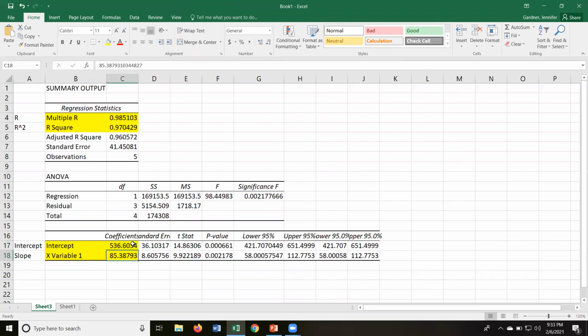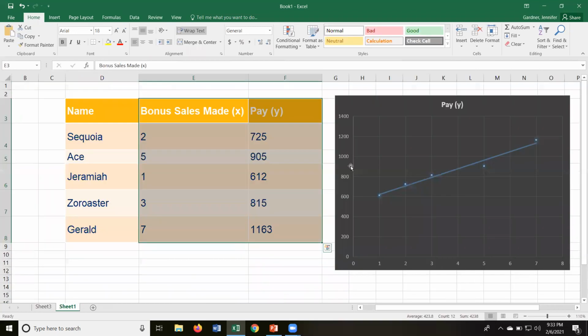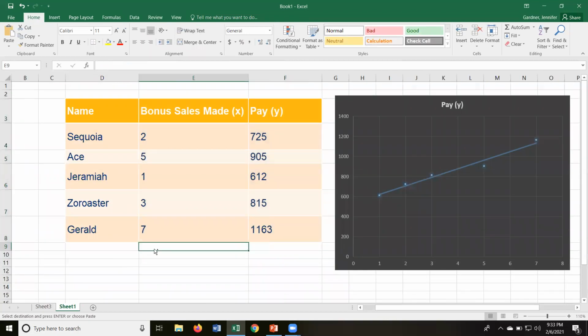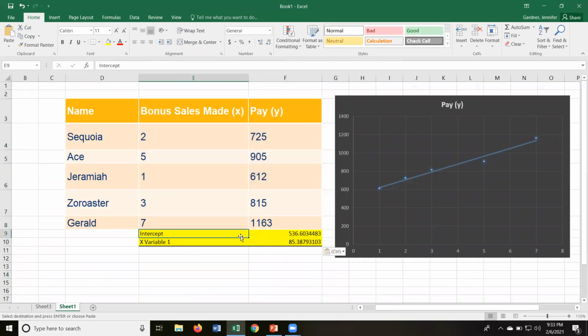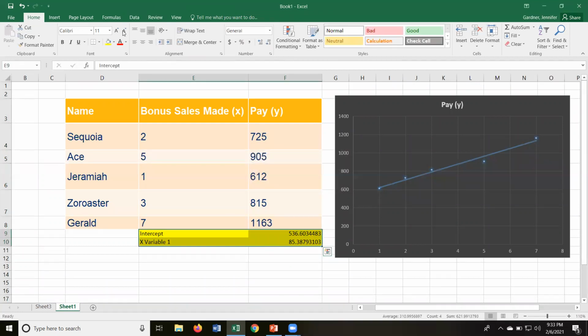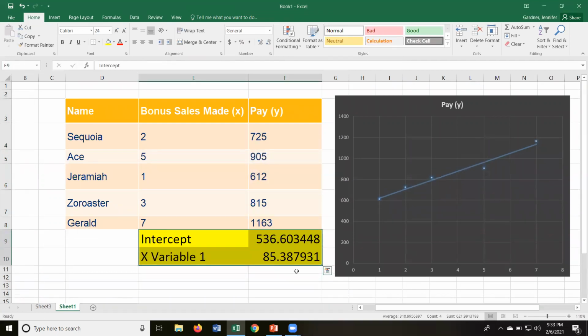The numbers are right here. So our slope is 85.38 and our intercept is 536.6. Let's look at what that means. Over here on the graph, I'm going to copy them over so we can see them together. Okay, so the intercept is 536.